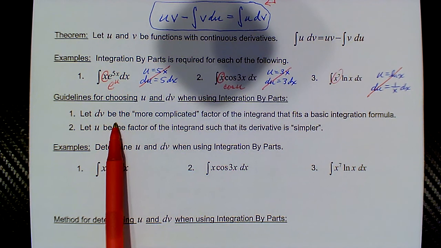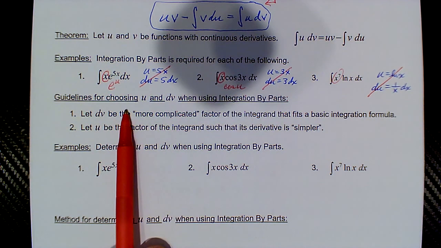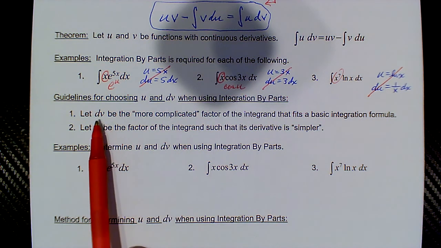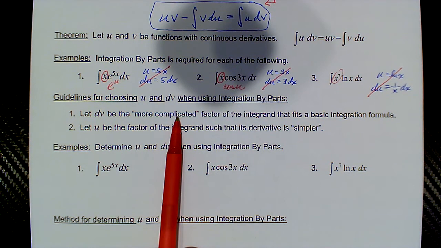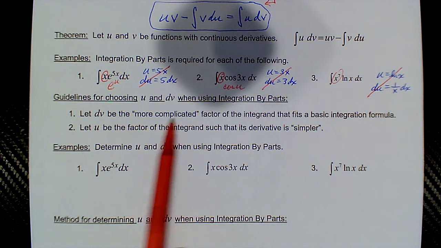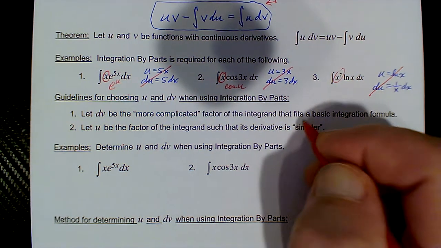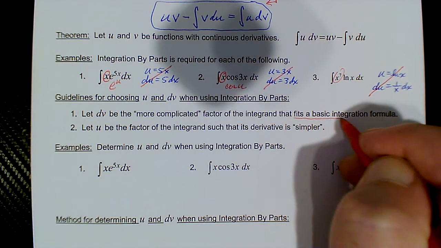So here are some guidelines as to how to choose your u and your dv when using this method of integration by parts. We want to let dv be the "more complicated" factor of the integrand, the more complicated factor that fits a basic integration formula.